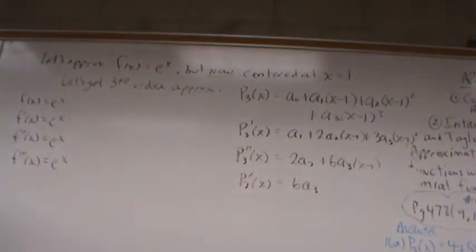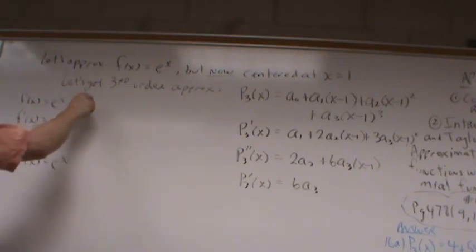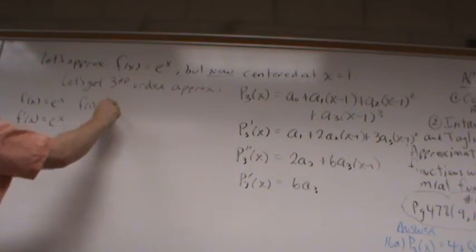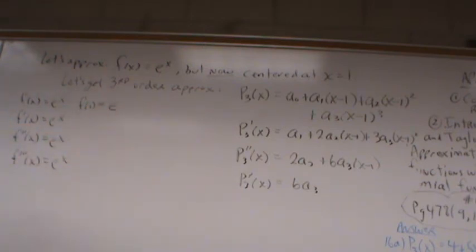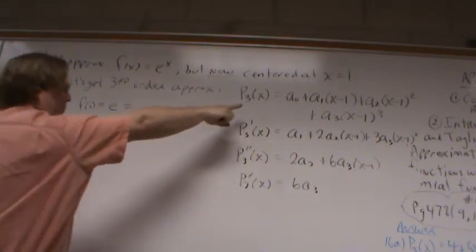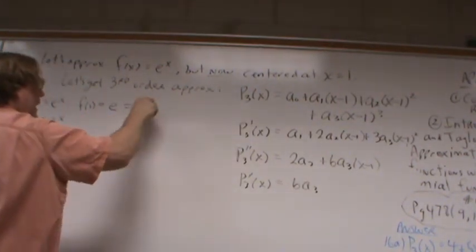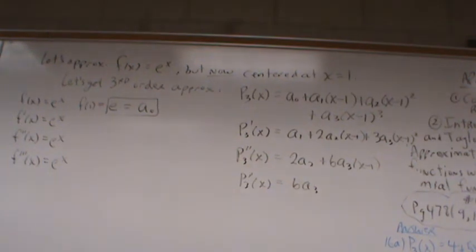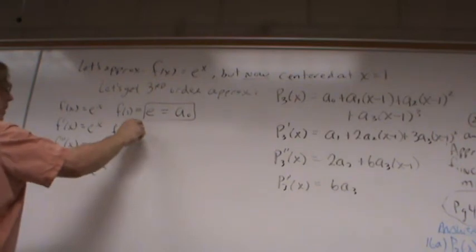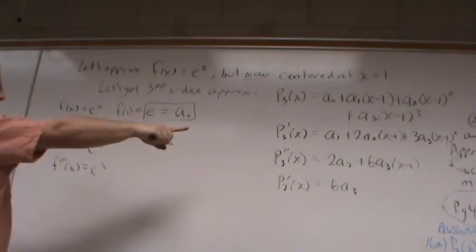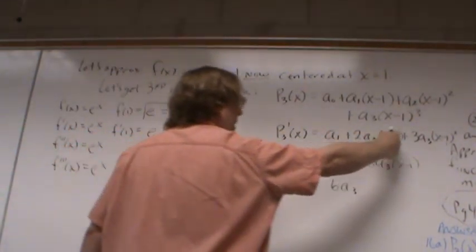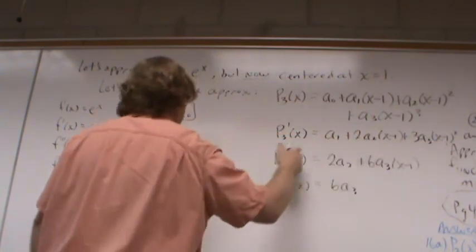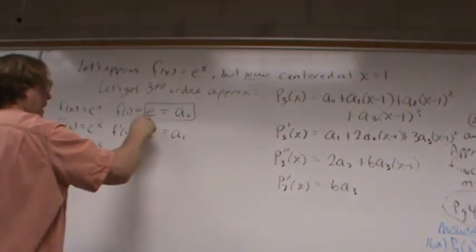So now let's go ahead and plug in. F of 1 equals e, correct? And that's got to equal P sub 3 of 1, which is a naught. So there we go. a naught isn't equal to 1 anymore. a naught is e. Here, f prime of 1, well, that's e. And when I stick a 1 into P prime, this guy's 0, that guy's 0, and I'm just left with a1. So I get a1 equaling e.